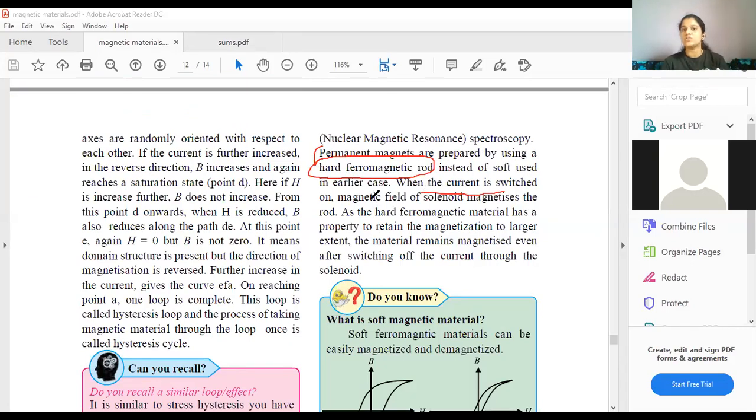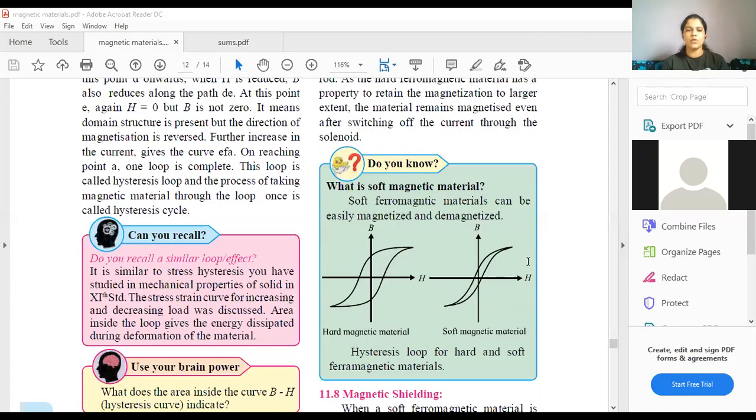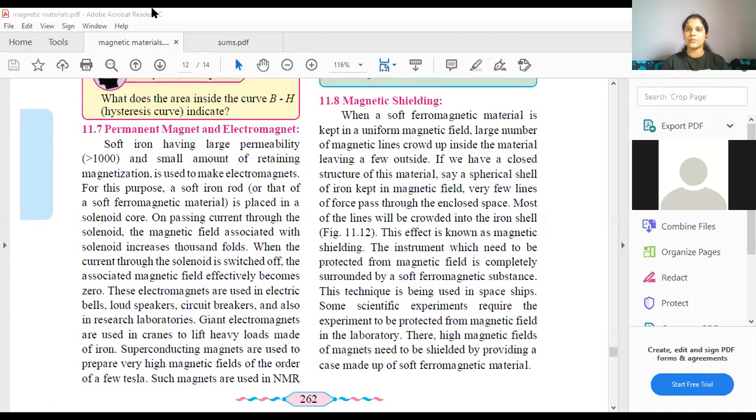See, when the current is switched on, the magnetic field of the solenoid will magnetize the rod, or that hard iron material will be magnetized. The hard ferromagnetic material has a property to retain magnetization. Hard iron can retain magnetization. So even if you remove the external magnetic field, it is still going to be magnetic, so we can use it as a permanent magnet. Okay, fine. This topic is very simple, a small topic. You can just read and understand what is happening.